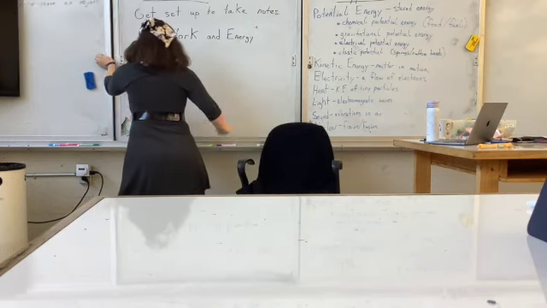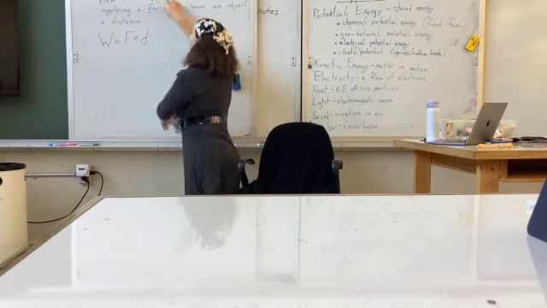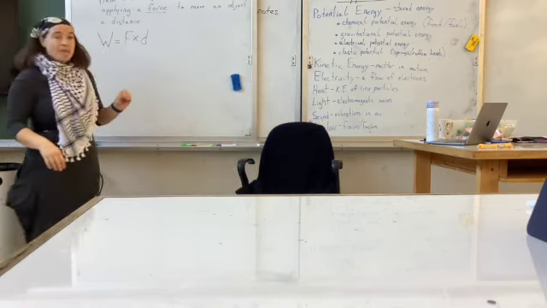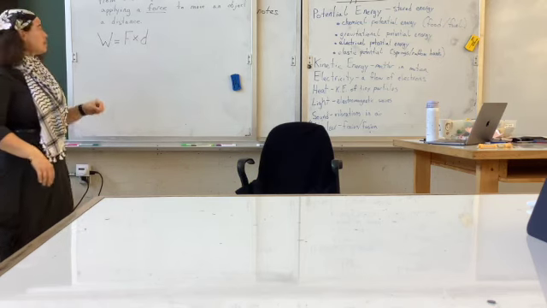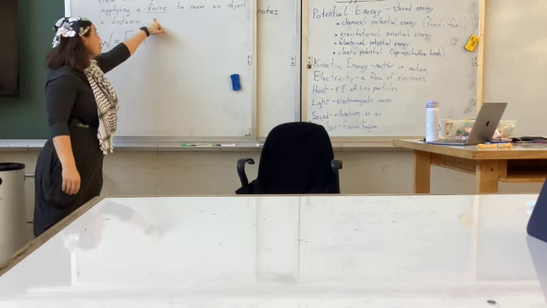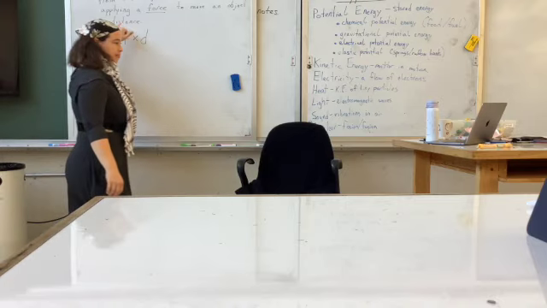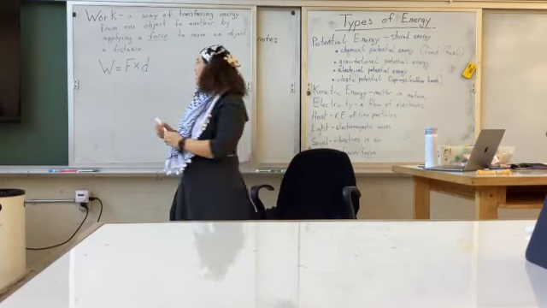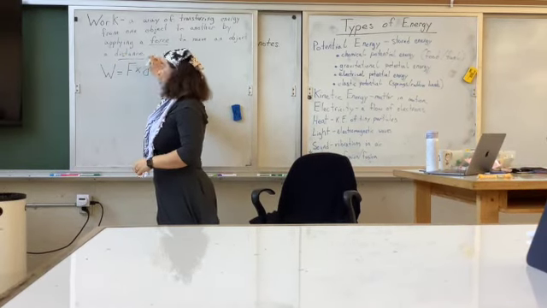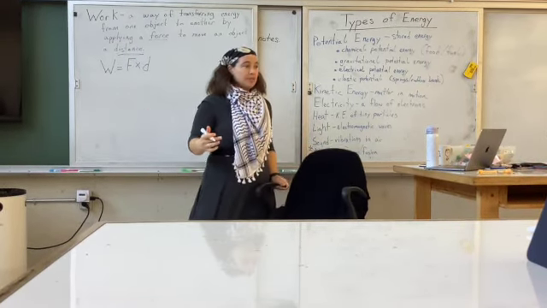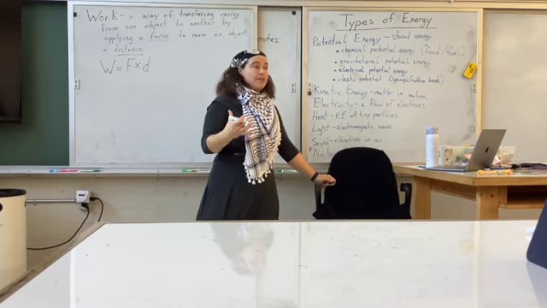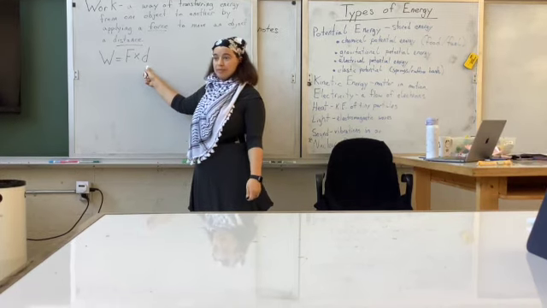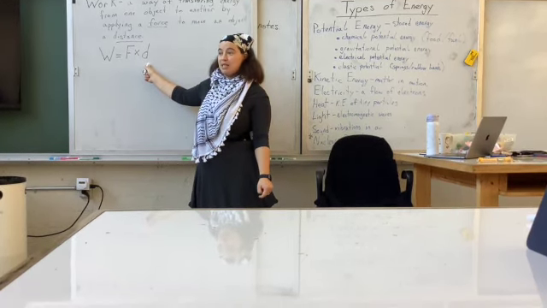In physics, work is a way of transferring energy from one object to another by applying a force to move an object a distance. So there has to be both a force and a distance that we apply that force over in order for it to do any work. We gave you this formula for work. Work is force multiplied by distance. So W equals F times D.